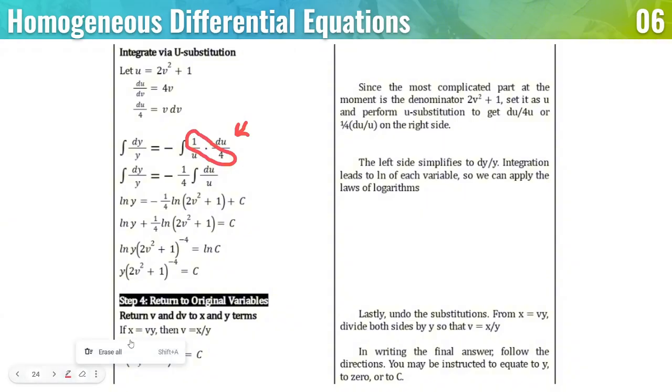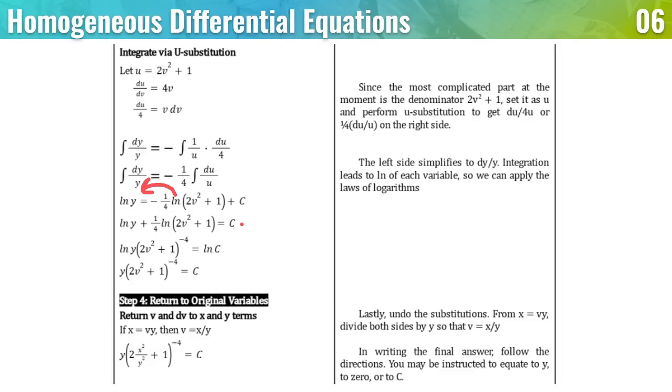So now we are left with dy over y becoming ln y, and du over u becoming ln u. So ln u is going to be ln of 2v squared plus 1, since the u substitution is now over. And then don't forget the plus c. If you are going to express your value in terms of c, then simply move this to the other side. So you have ln y plus 1/4 ln parentheses 2v squared plus 1. This can already be a final answer.